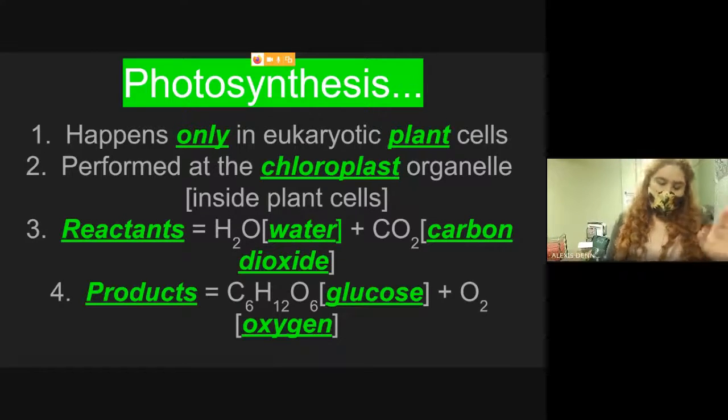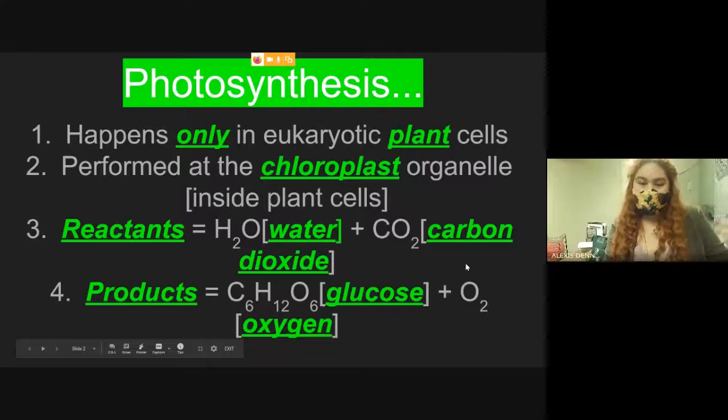Okay, sorry. Glucose is the goal of photosynthesis. Oxygen is a byproduct, so oxygen gets released. That's what they're referring to when they say plants make oxygen. Plants create oxygen as a byproduct of making glucose. They want the glucose, the oxygen just appears.